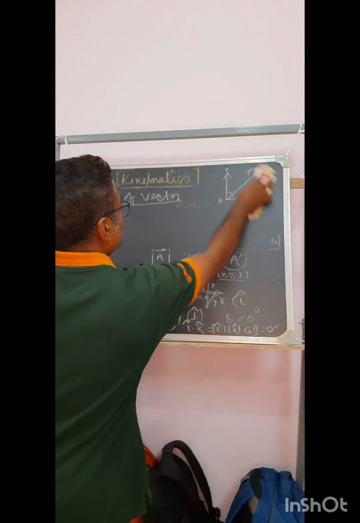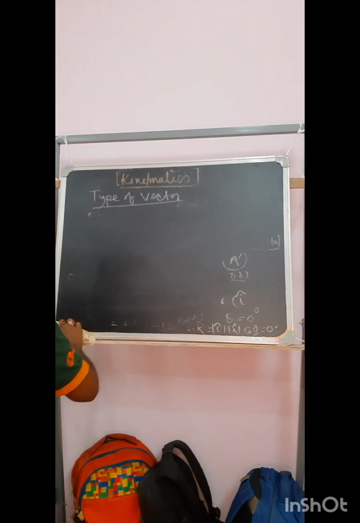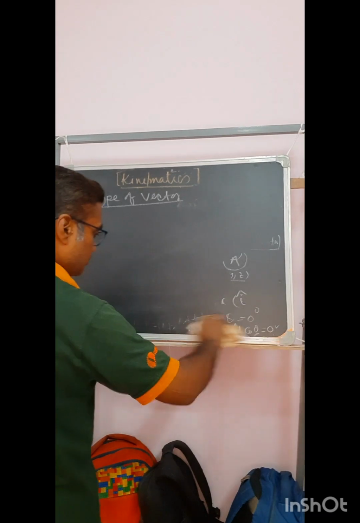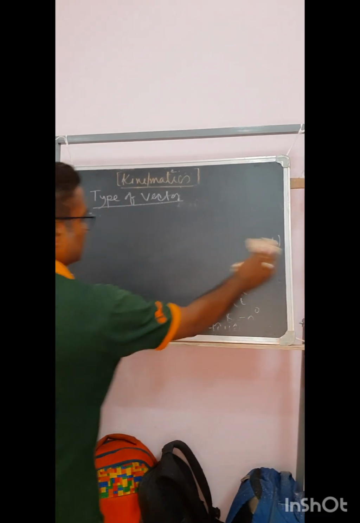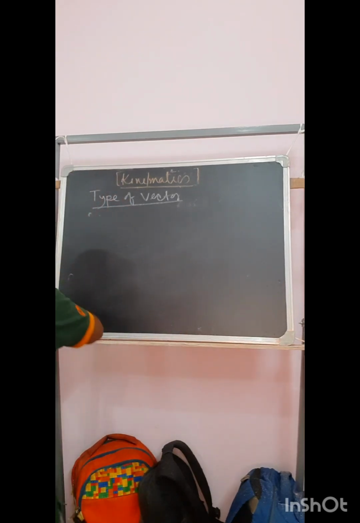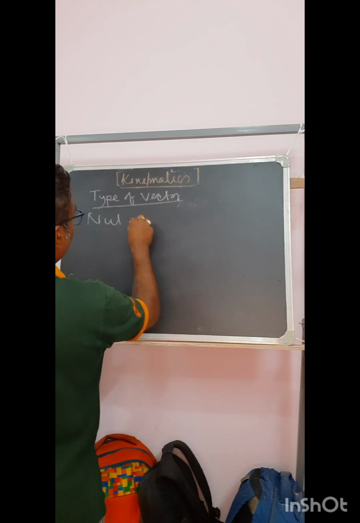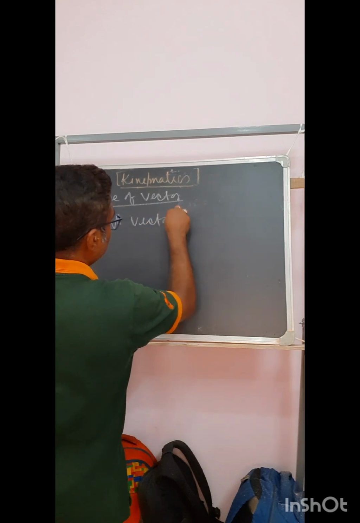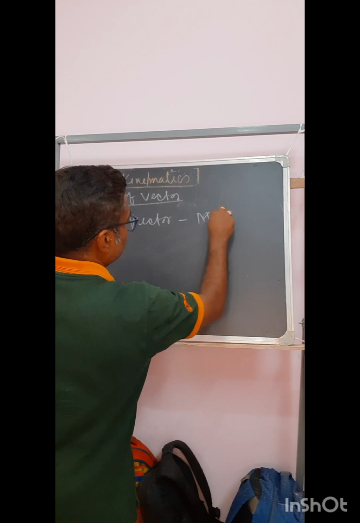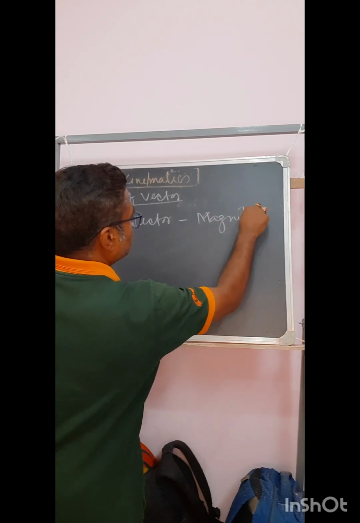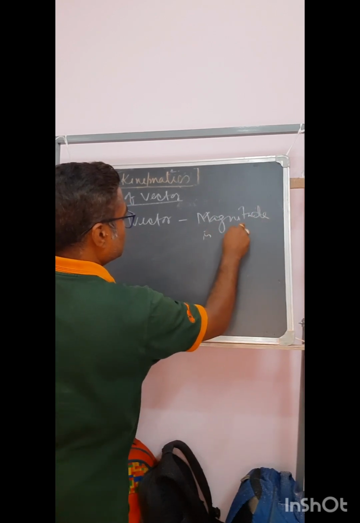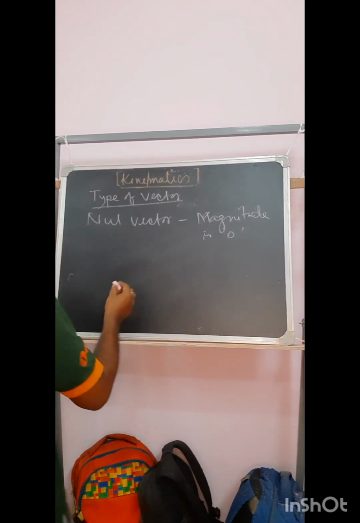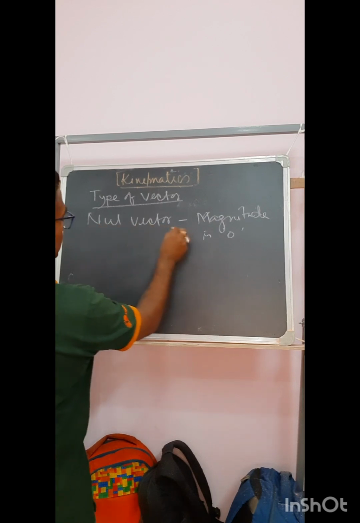Then comes the null vector. A null vector is one whose magnitude is 0.